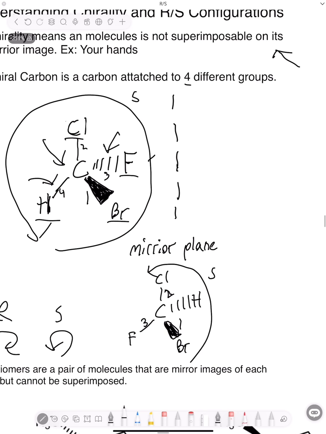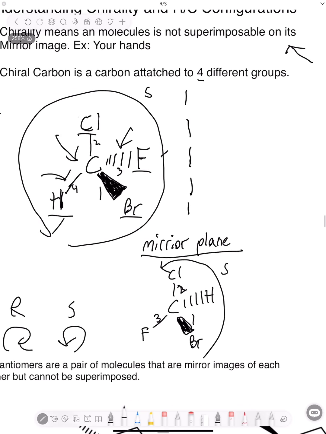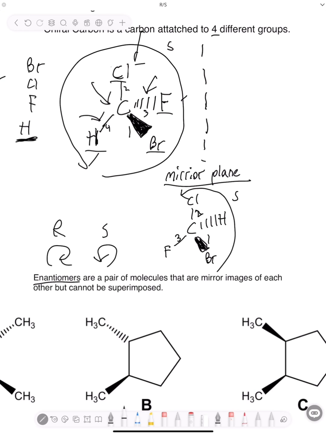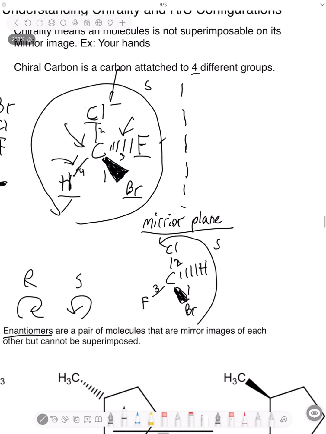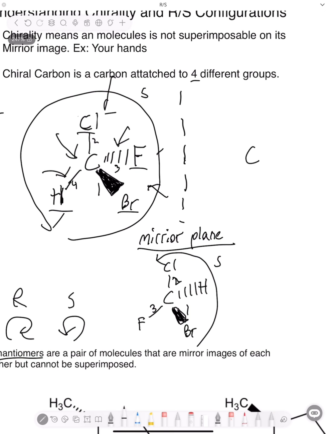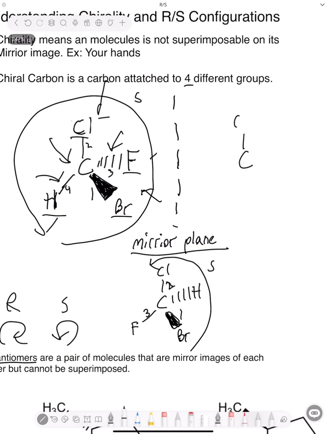So, that's an S. But in this example, it's asking for a mirror plane. If we were to take the mirror plane on this, it would actually be an enantiomer. Enantiomers are a pair of molecules that are mirror images of each other but cannot be superimposed. So if we were to draw this molecule across the mirror plane, it would be an enantiomer, and it would look like this. Our carbon in the middle with our chlorine on the top. And since this molecule is flipped, the hydrogen would be over here, and the bromine would be over here, and the fluorine would be over here.